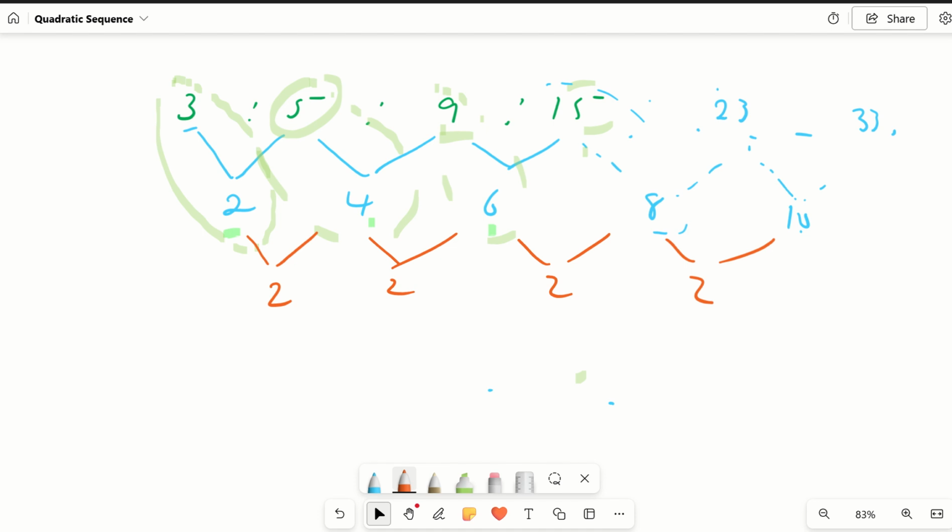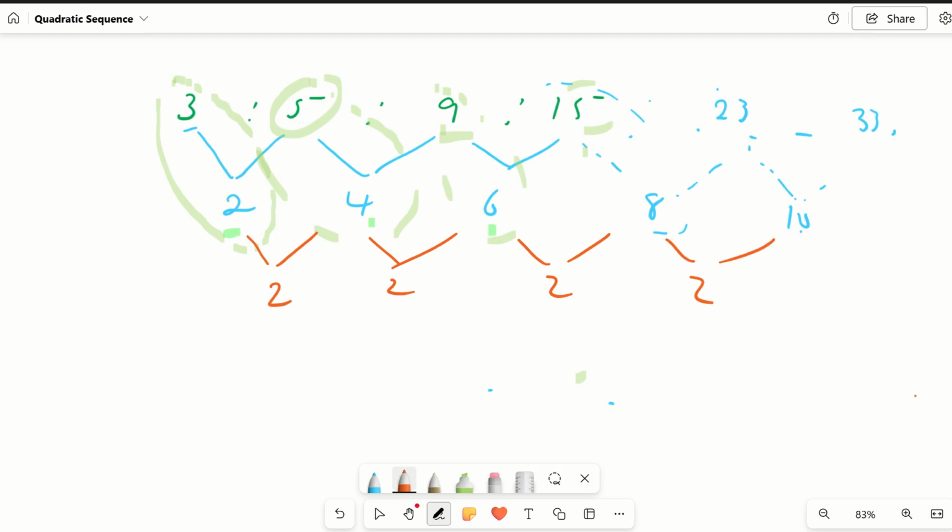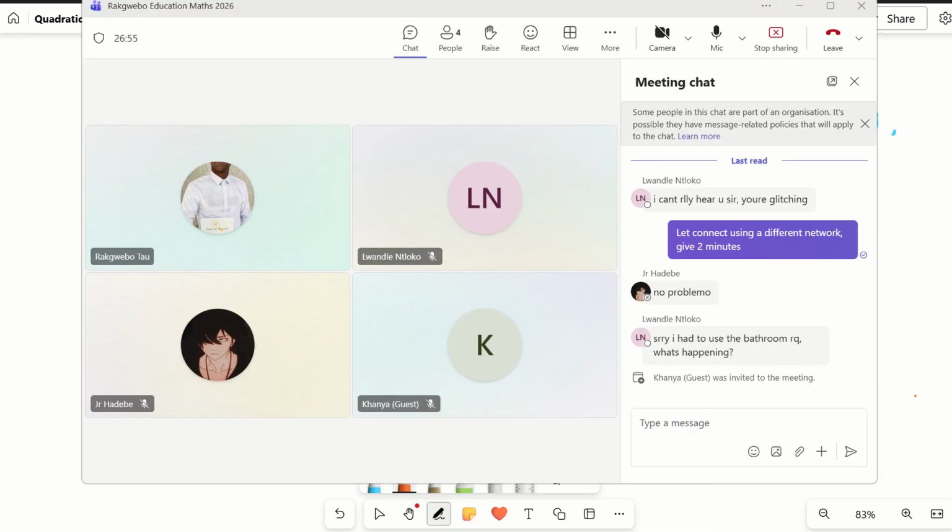Are we all happy with this explanation? Kanya, are you happy with this explanation for quadratic sequence? Yes? You're happy, yeah? Proper stuff.